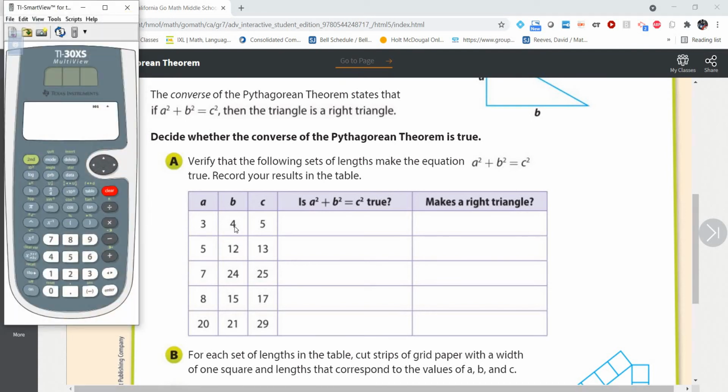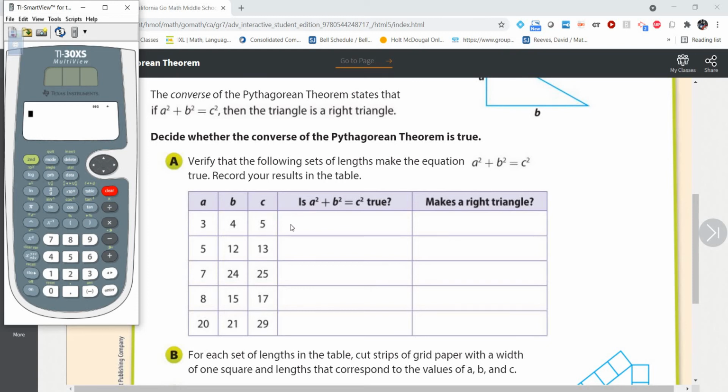Now again, when you have three sides, the longest side, if you're testing this converse, will always be c. The other two are a and b, interchangeable. I just want to say that because if you look at how they've listed them, they always list c last.